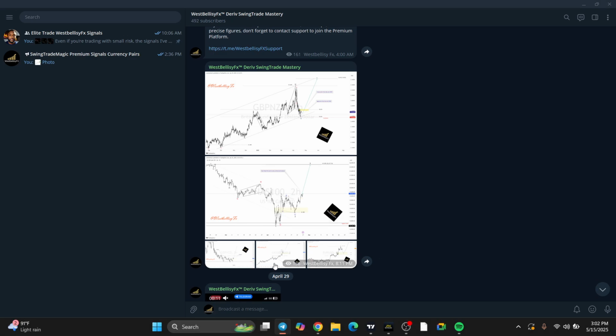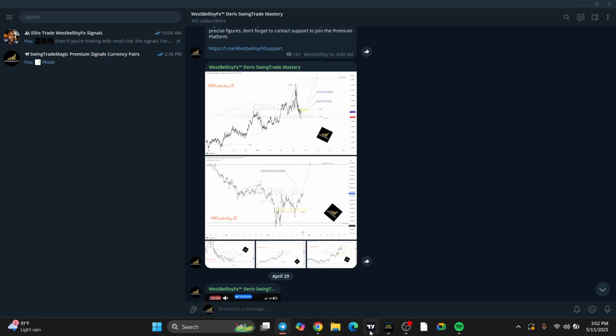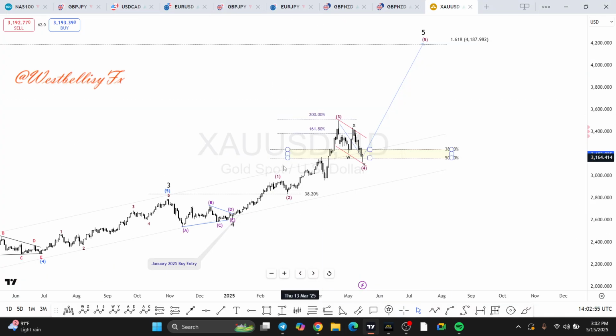And lastly, gold. The rejection we are having now, wave 4 did move below the 38.2% ratio. There is a possibility that it will start going up, but you all need to be extremely conservative. This is what I'm looking at on it now. So the possibility is that price is going to do this.